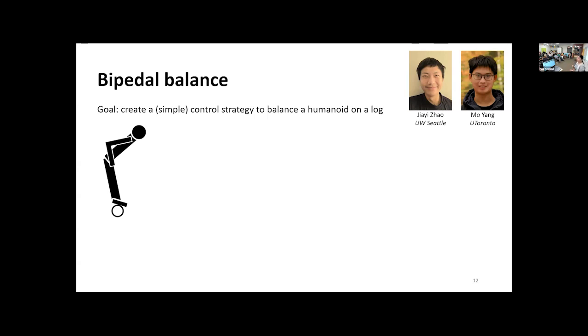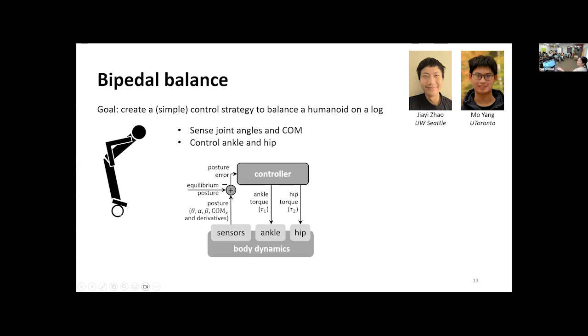Now, the vanilla version would be to model a person balancing on flat ground using inverted pendulum models. That is fairly straightforward. But for some reason, these two decided that they wanted to make the person balance on a log instead. So you can see it's a circular cylindrical object that you're trying to stand on.